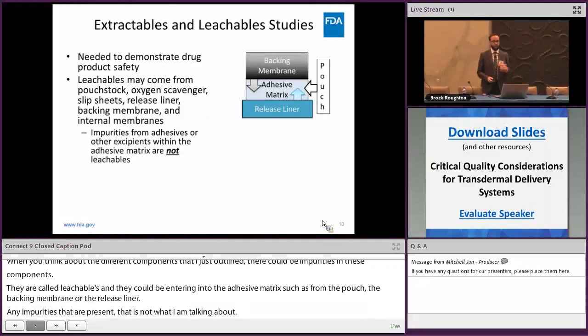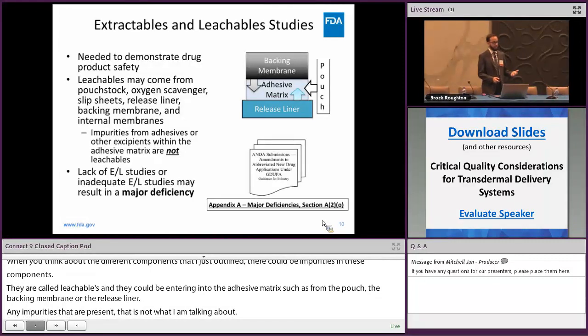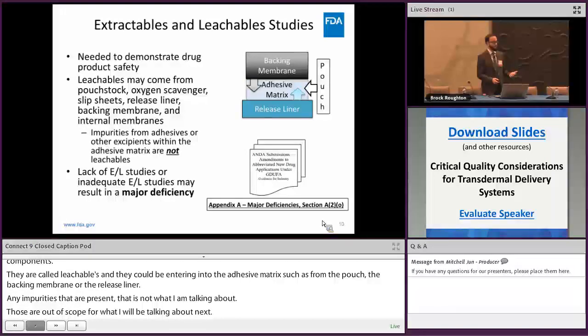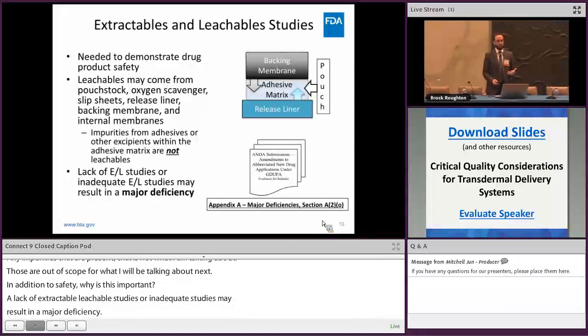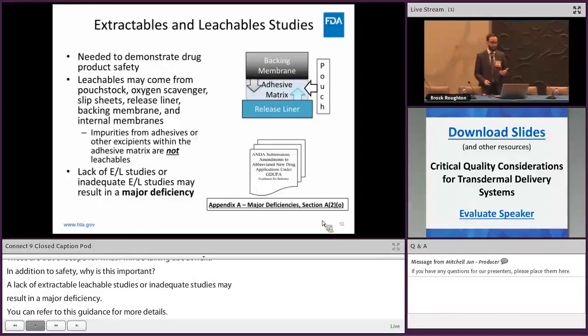In addition to safety, why else is this important? A lack of extractable and leachable, or EL, studies, or inadequate EL studies, may result in a major deficiency. You don't like that, and we don't like that. You can refer to this guidance for more details. If you want an adequate EL study, what are we expecting as an agency? That's what I'm going to go over next.